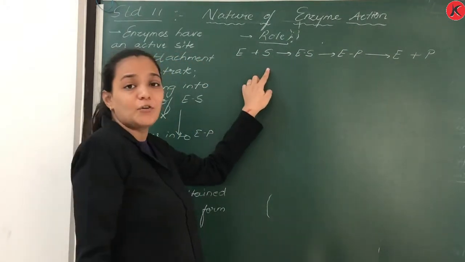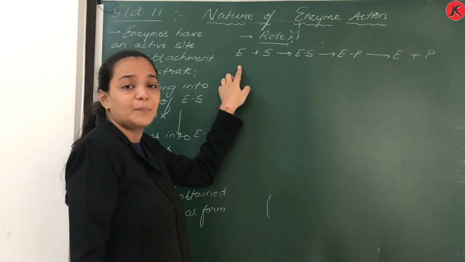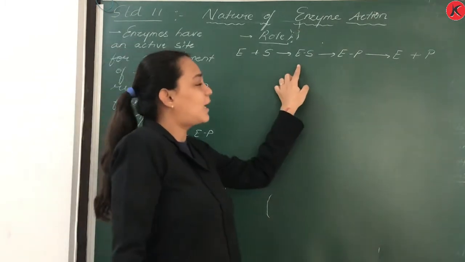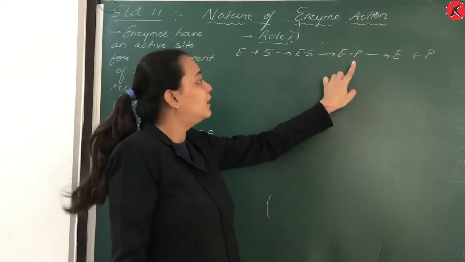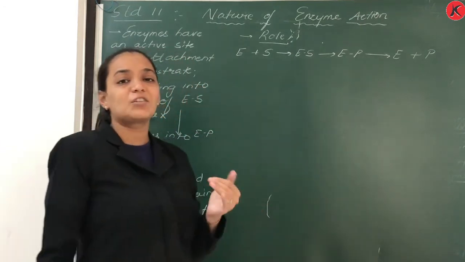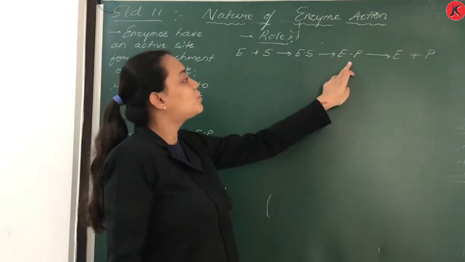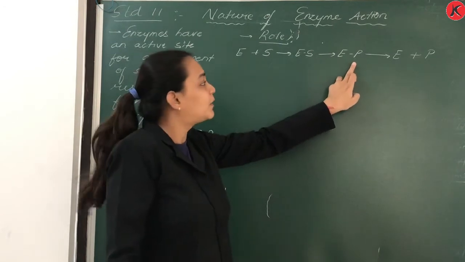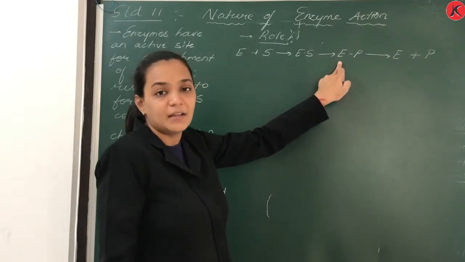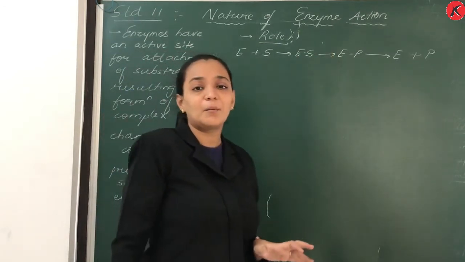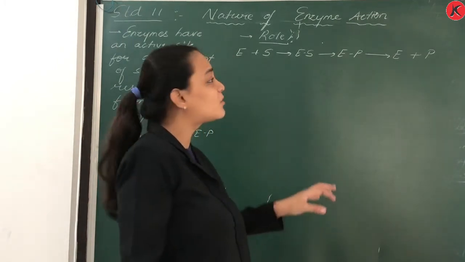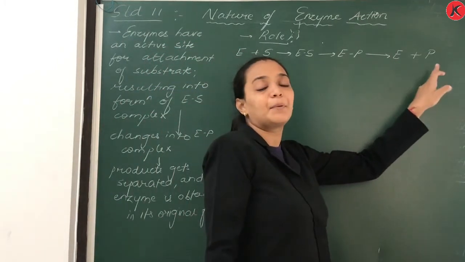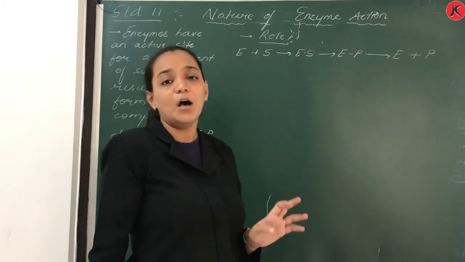That means the substrate attaches to the active site of the enzyme, then the enzyme substrate complex is formed. The enzyme substrate complex changes, and the substrate changes into the product, but the product is still attached to the enzyme. Again, this is an intermediate, transient, unstable stage, and then it gets separated into enzyme and the product.